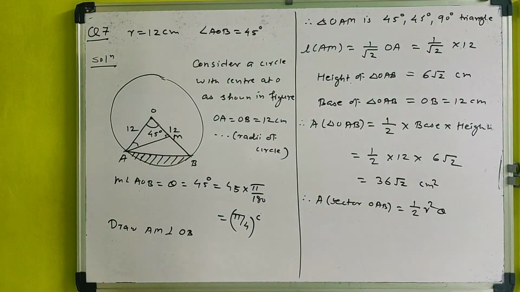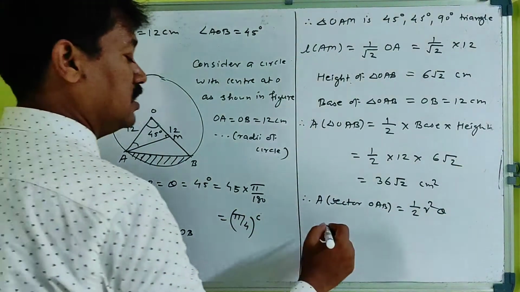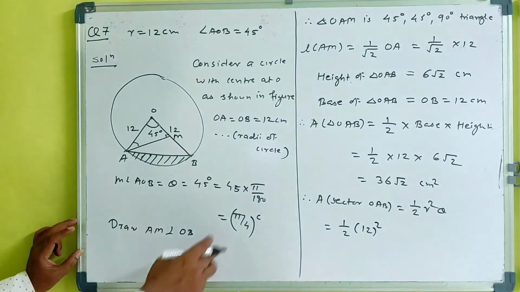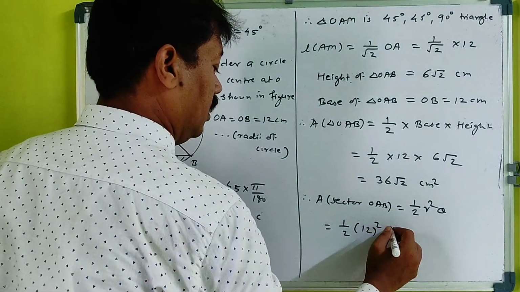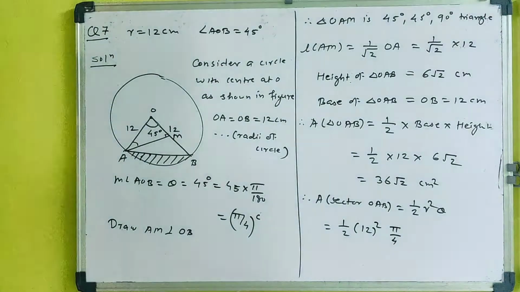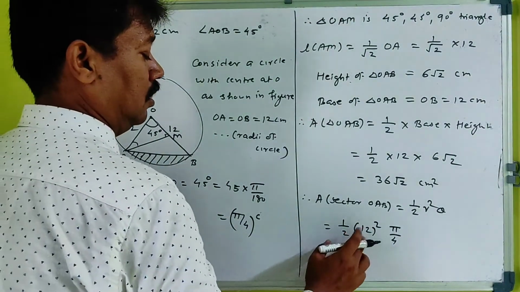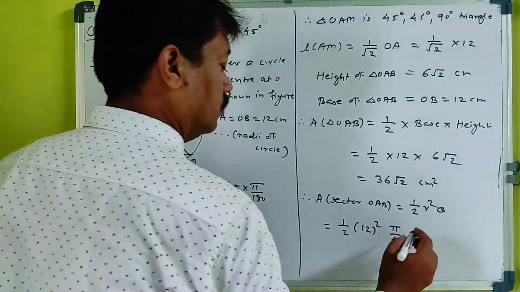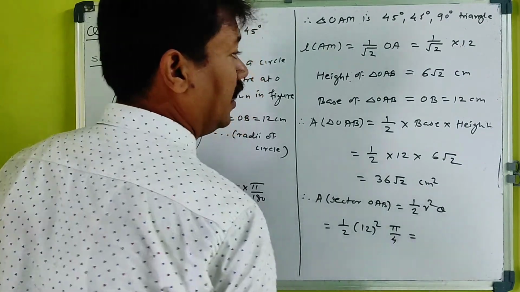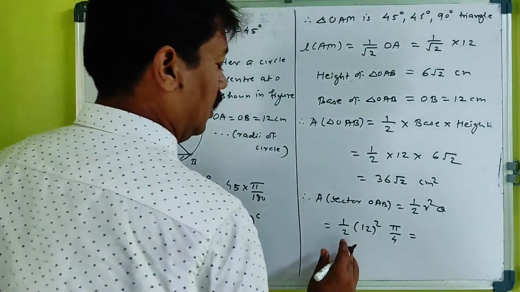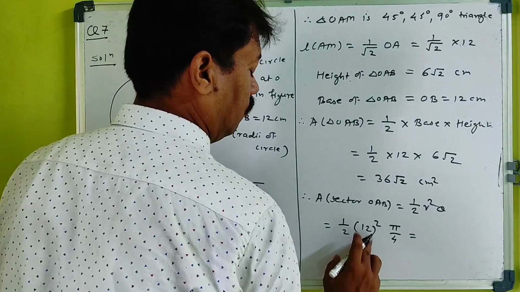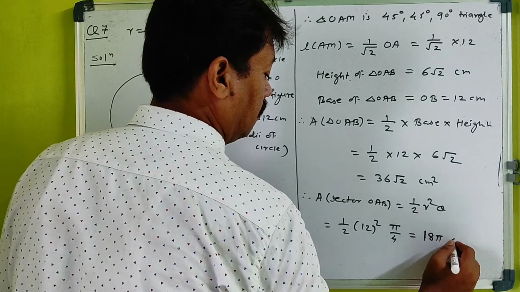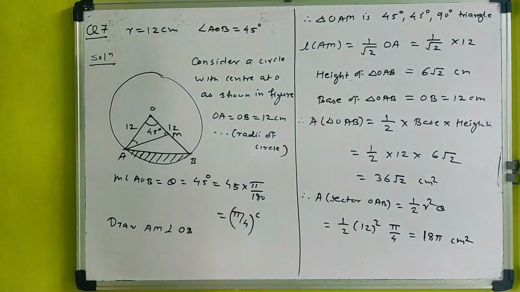What is the value of r in this? 12. So that is half into 12 squared, and the value of theta is given as pi by 4. Theta is pi by 4. So after cancelling, what will come? It's 144 divided by 8. So it is 18 pi centimeter square, like this.